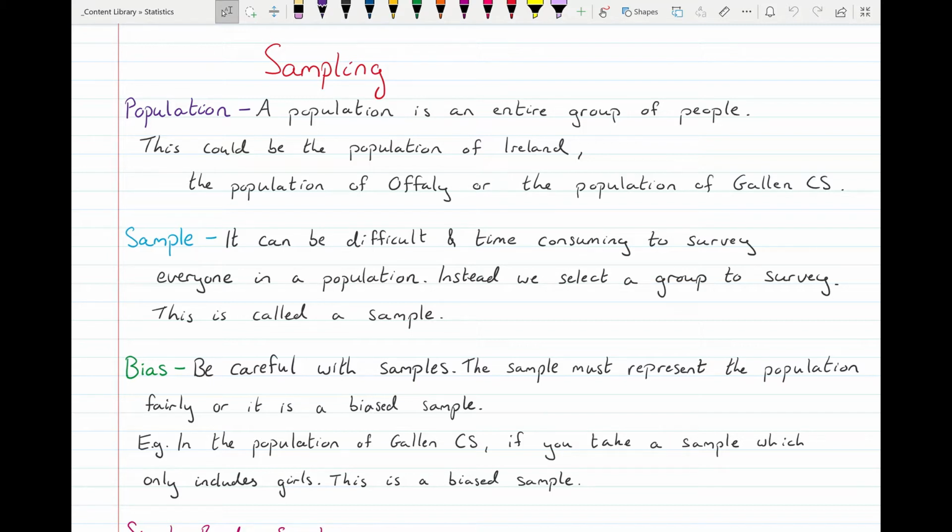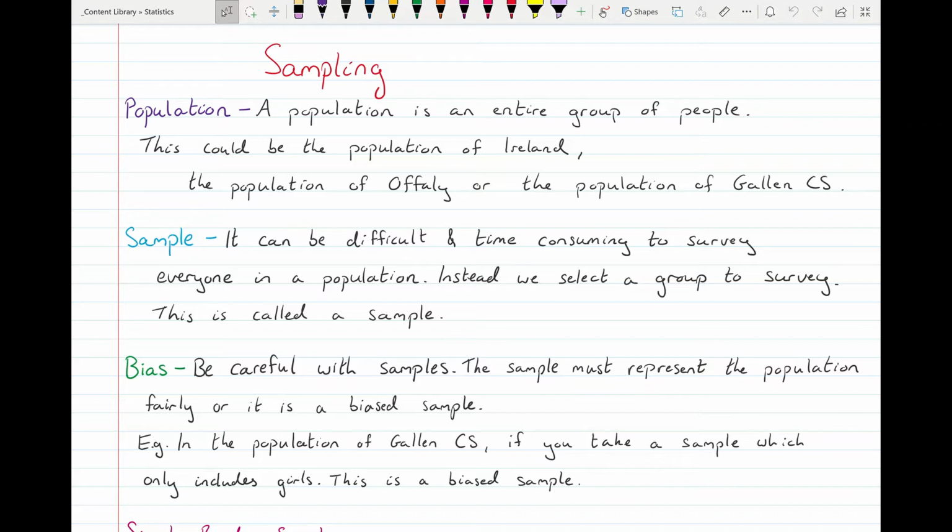A population is the entire group of people. So it could be the population of Ireland, which is everybody in Ireland, the population of Offaly, which is everybody in Offaly, or the population of Gallen Community School, which is everyone in Gallen Community School. So the population is the entire group that you're looking at.